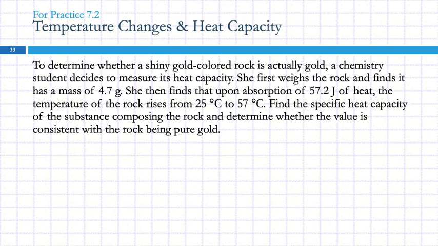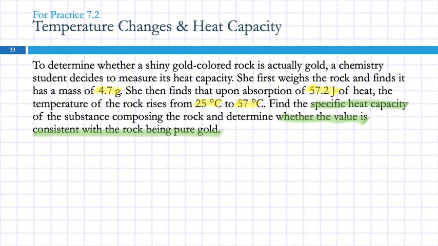So just like density can be used to identify a substance, specific heat capacity could also be used to identify a substance. So again, this is a problem that has so many words in it. I'm going to highlight the numbers. There's a fair number of those as well. And then the question, we want the specific heat capacity, and then whether that is consistent with it being pure gold.